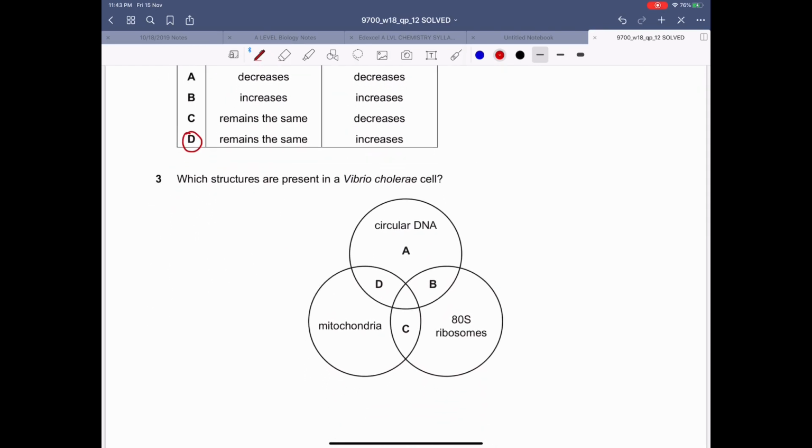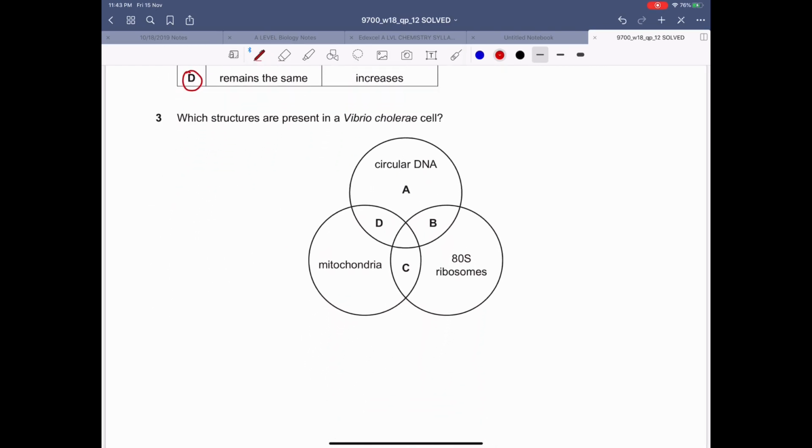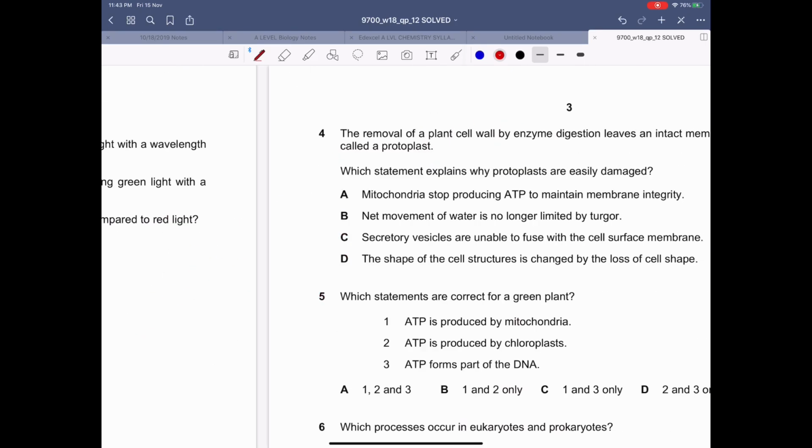Which structures are present in a Vibrio cholerae cell? Okay, a Vibrio cholerae cell is a bacterium. So since it is a bacteria, of course it will have a circular DNA. It will not have 80S ribosomes, neither would it have a mitochondria. So I would go for option A. Okay, so let's move on to the next question.